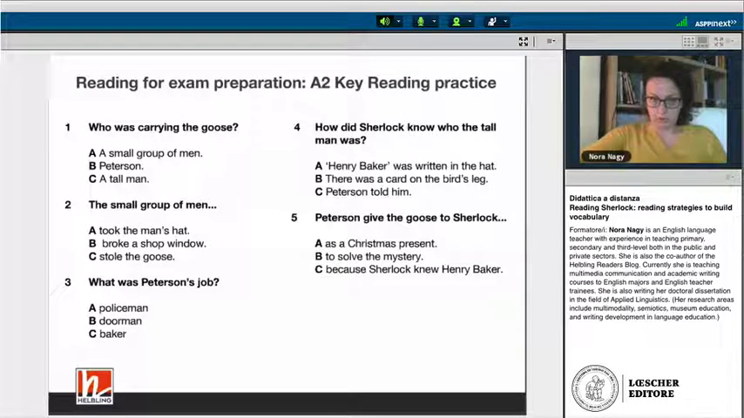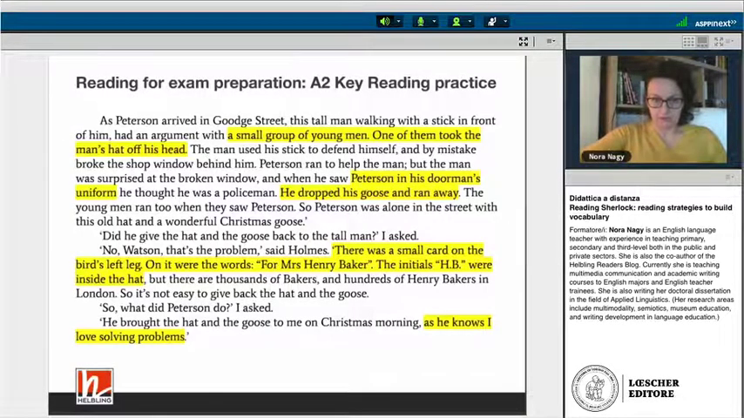Who was carrying the goose? The small group of men. What was Peterson's job? How did Sherlock know who the tall man was? And Peterson gave the goose to Sherlock because. So first I highlighted the answers for myself.